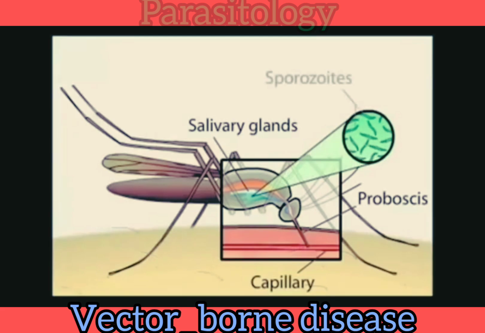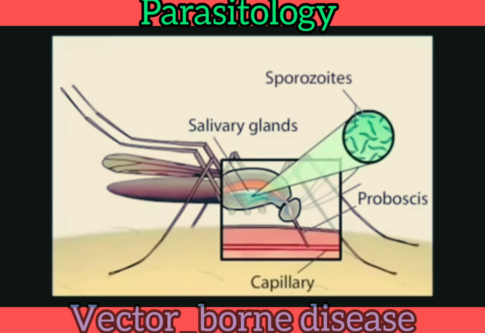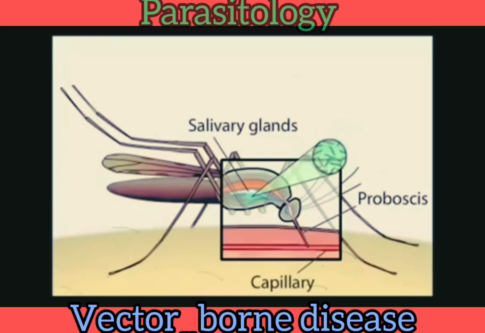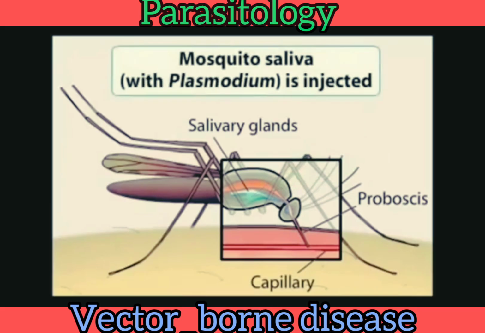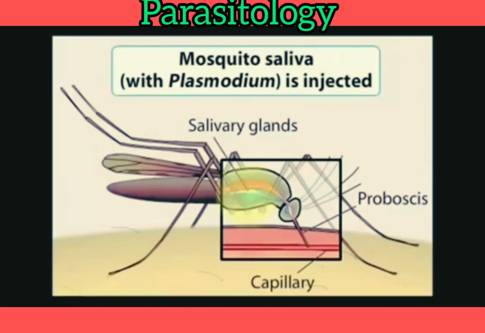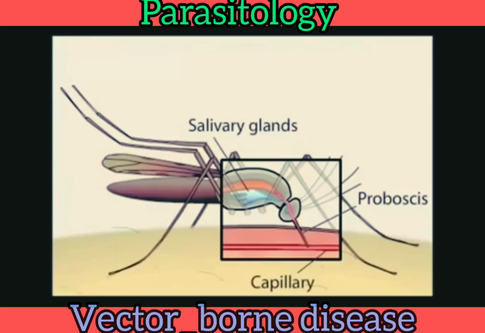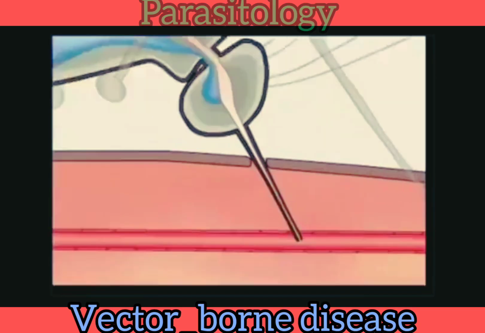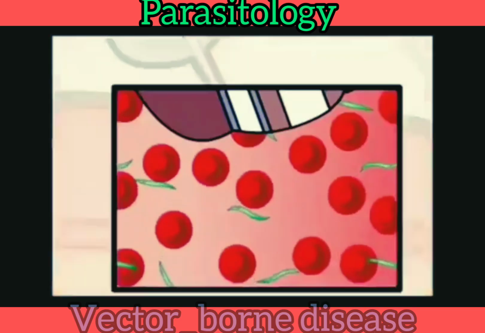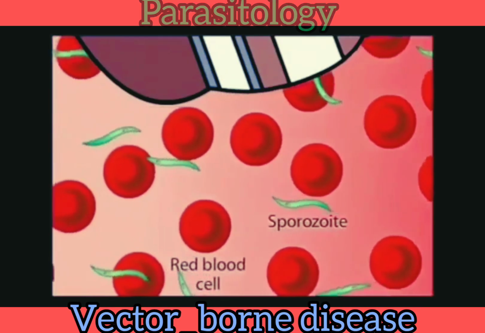An infected female mosquito transfers the parasite to a human when she takes a blood meal. The parasite, in the form of sporozoites, is injected with her saliva, which contains an anticoagulant that promotes a steady blood flow. The circulatory system delivers the sporozoites to their target, the liver.